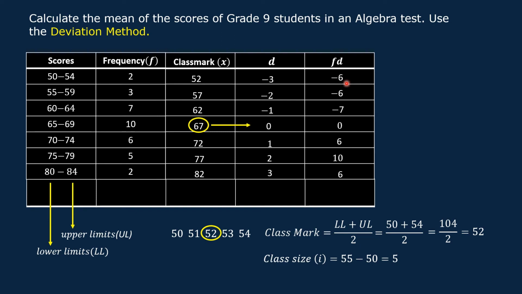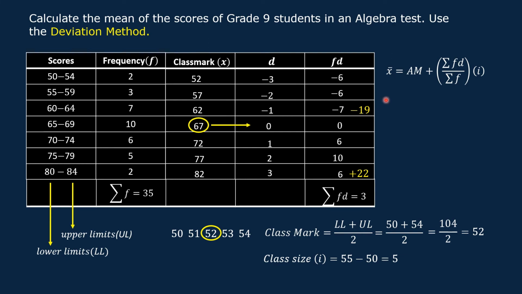Then we are going to add this. Negative 6 plus negative 6 plus negative 7 is equal to negative 19. 6 plus 10 plus 6 is equal to 22. Negative 19 plus 22 is equal to 3. So, sigma FD is equal to 3. Then we add the frequencies. 2 plus 3 plus 7 plus 10 plus 6 plus 5 plus 2 is equal to 35. So, sigma F is equal to 35.